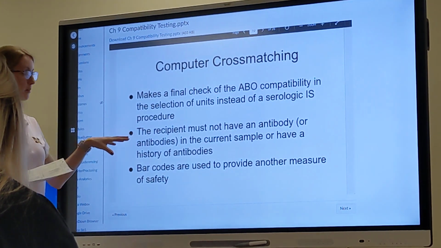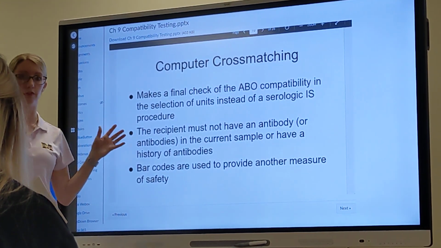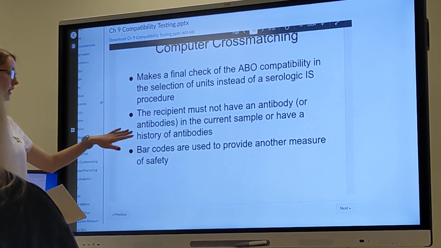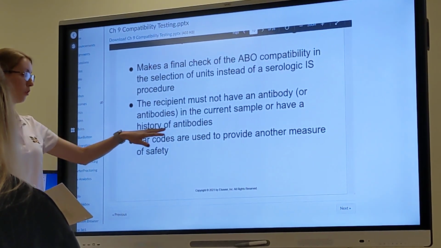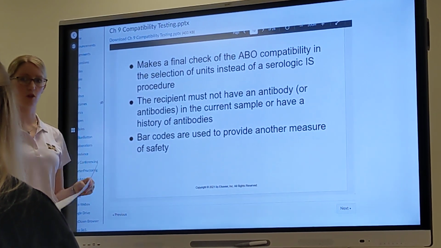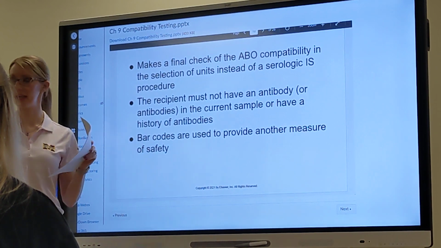As long as their antibody screen is negative and always has been, it should be fine. So the recipient must not have had an antibody or antibodies in the current sample or ever. And then the barcodes give you another measure of safety. So everything is barcoded. You just scan everything.